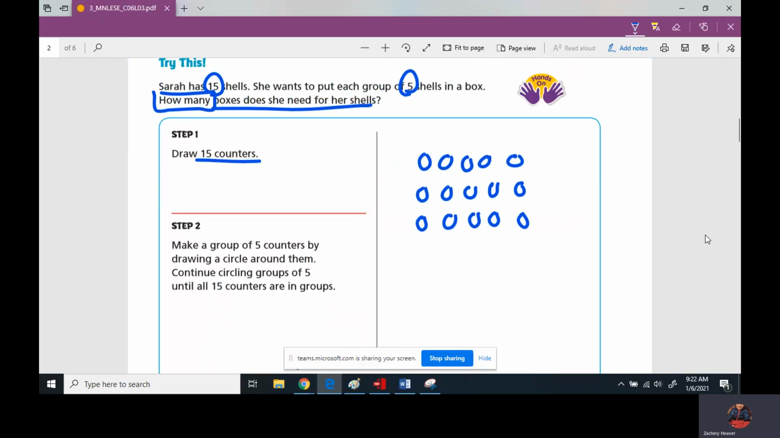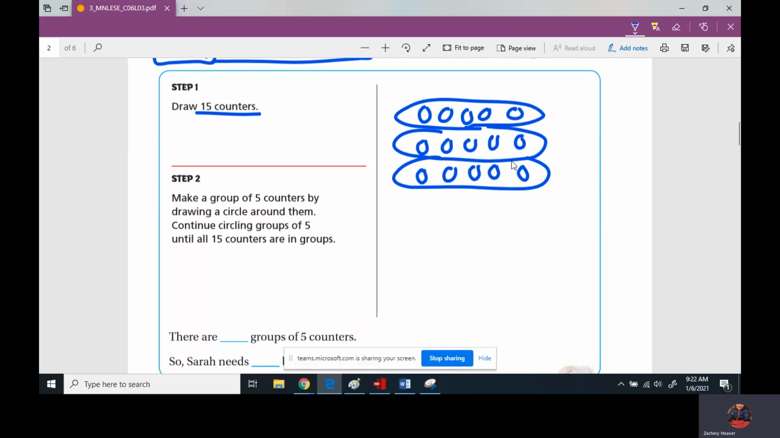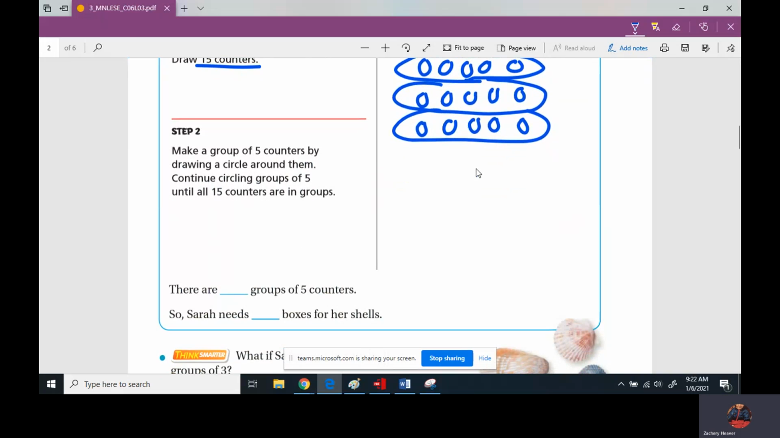So I have to circle 5. I have 5 across, so I'm just going to make one circle. Here's 5. This is a box. Another circle. This is another box. And another circle. This is another box. So if we look, I have 3 groups, which means I have 3 boxes. So I have 3 groups of 5 counters. So I have 3 boxes for her shells.